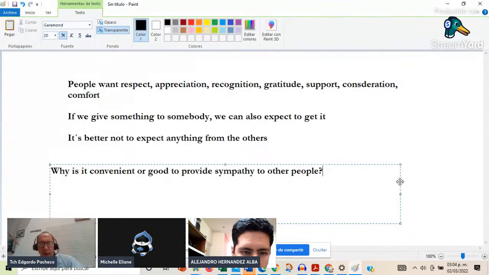What do you think, Mickey? Yeah, I think that all people in a certain way want the same, and I think that everybody wants to get sympathy from other people. So I think that it is convenient because if you are sympathetic with people, most probably the other people are gonna be sympathetic with you. They're gonna have sympathy with you, right? Yeah, that is very, very true. That is fabulous.